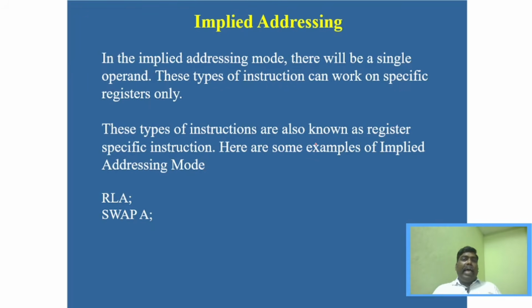And the last one is implied addressing. Implied addressing is a single-byte instruction. So absolute is a 2-byte instruction, long is a 3-byte instruction, and implied is a 1-byte instruction. These are the instructions given directly for any specific work. For example, you can see this particular instruction, RL, rotate left, that is, the accumulator value will be rotated left. SWAP A, the upper nibble and the lower nibble of the accumulator have to be swapped. Like this, if it is a direct instruction, that is called implied addressing.